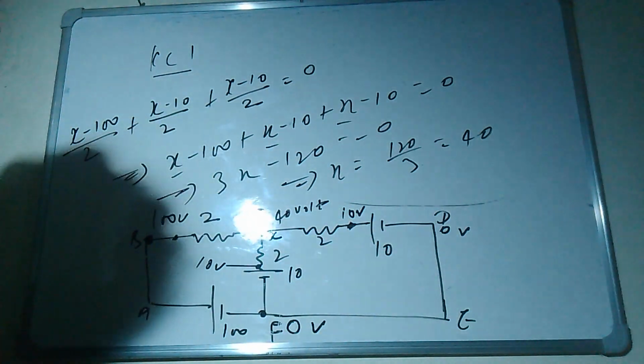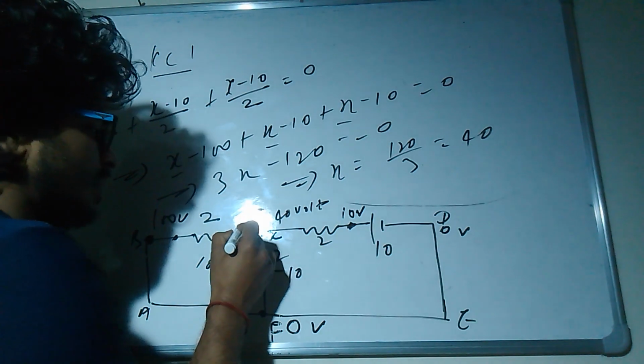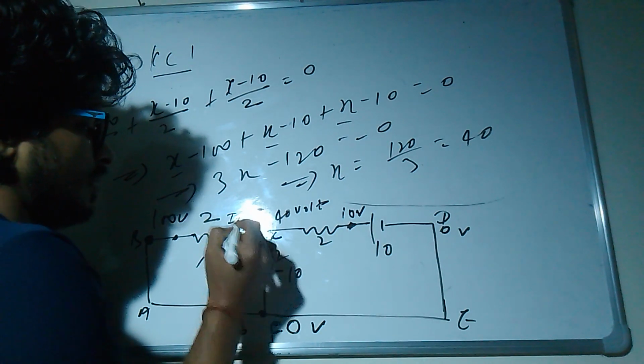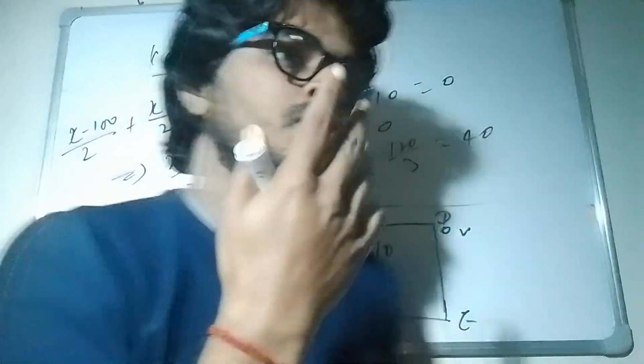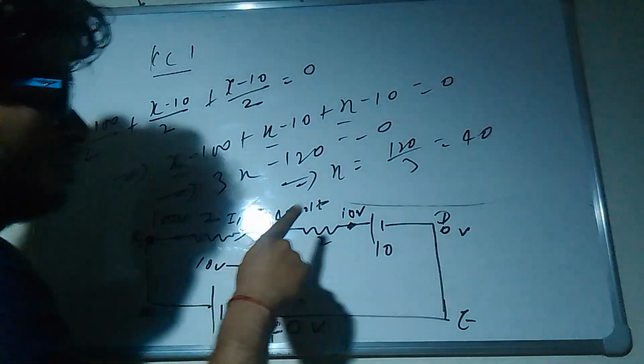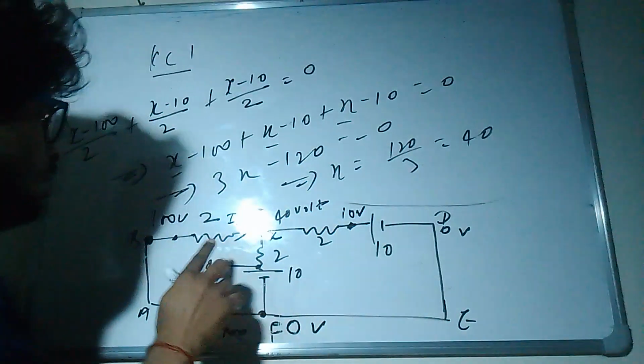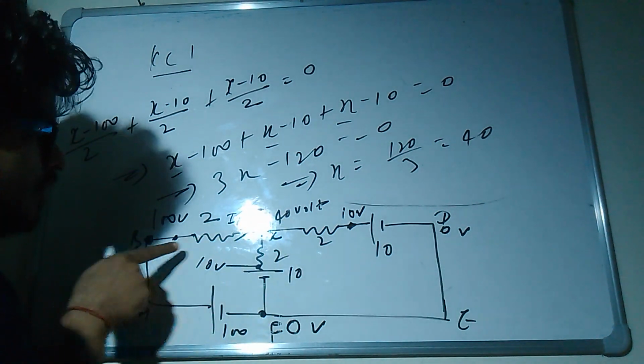Now once you got the 40 volt, you can find out current everywhere. Suppose I want to find out current. This is I1 and this is I2. You may ask what about the direction. No need to worry about direction. See, current goes from higher potential to lower potential. This is 100 volt, this is 40 volt. Current will go in this direction.